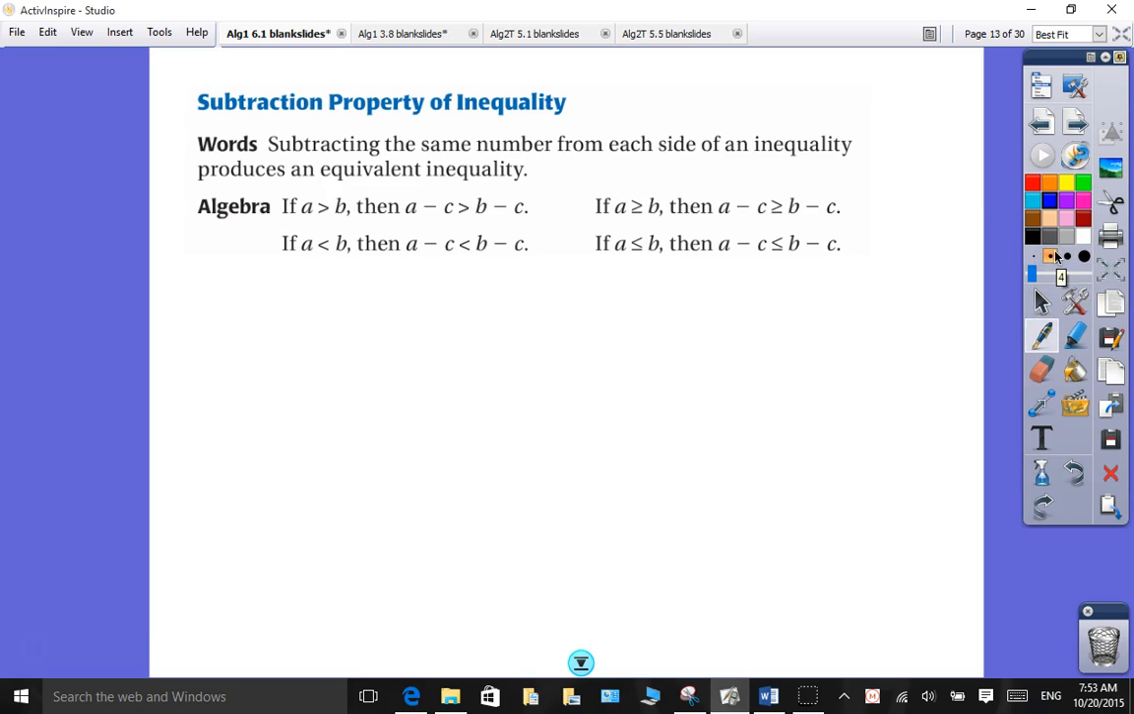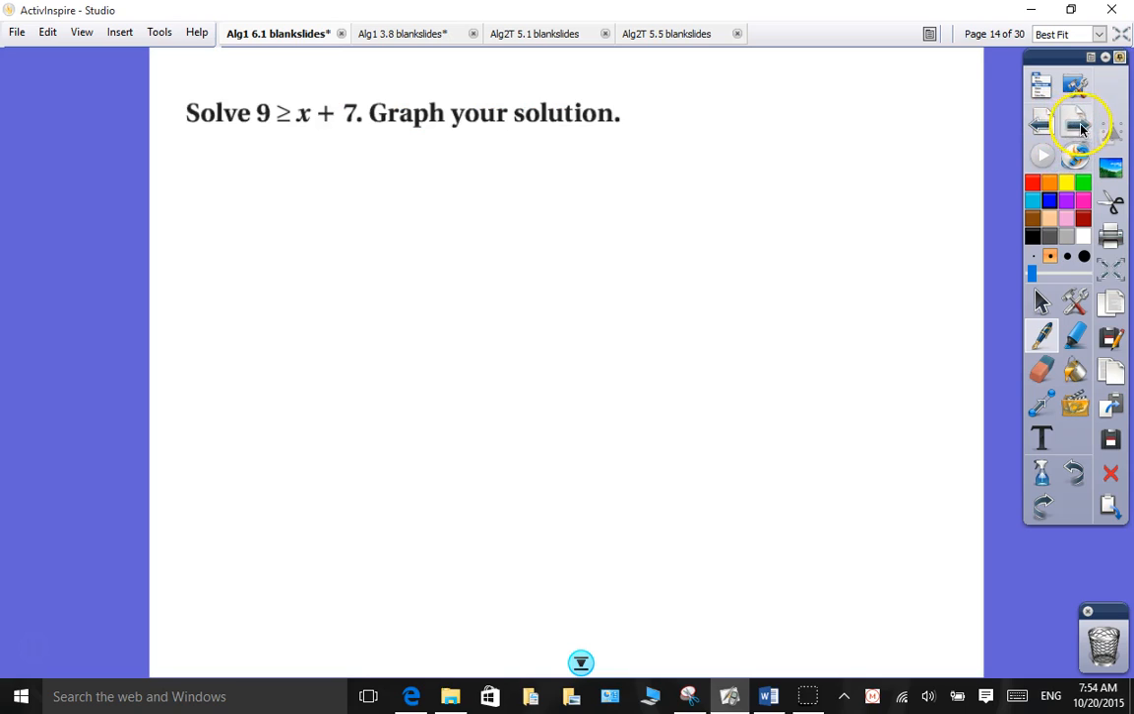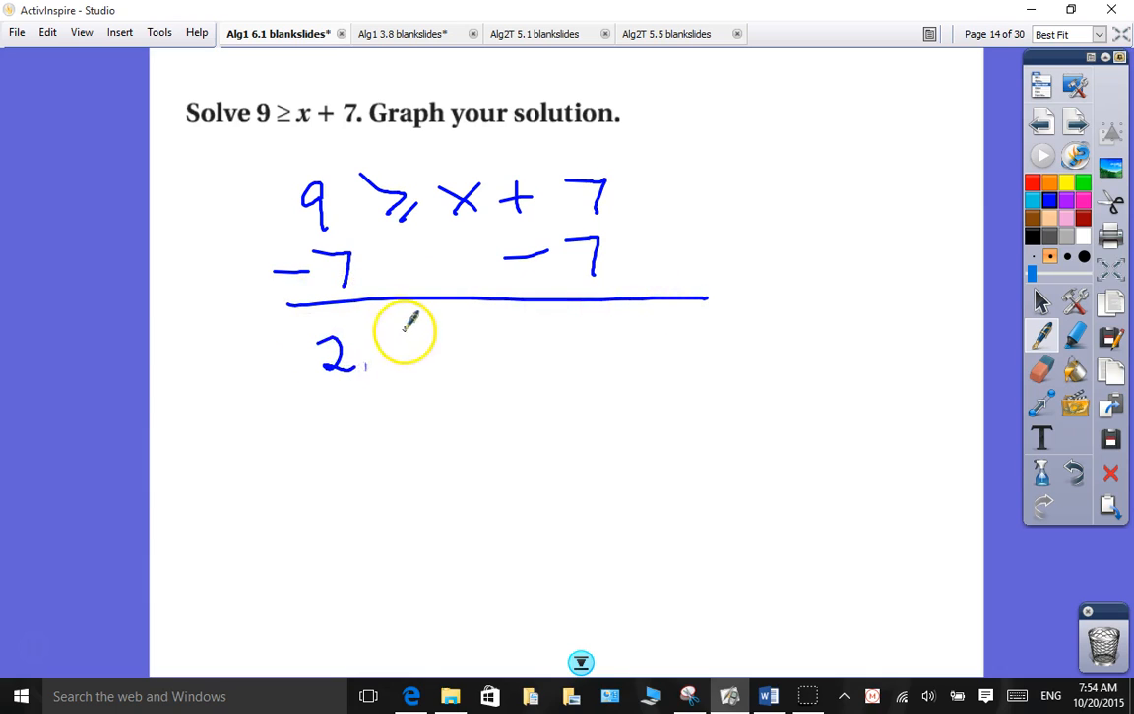So the subtraction property of inequality is pretty much what you would think it is. You can subtract the same thing from both sides, and you get an equivalent inequality, meaning it'll have the same solution. So we have another tool to isolate. Here's the example: 9 is greater than or equal to x plus 7. X is not isolated because there's a plus 7, so we will subtract 7. Subtract 7. And now it's 2 is greater than or equal to x.